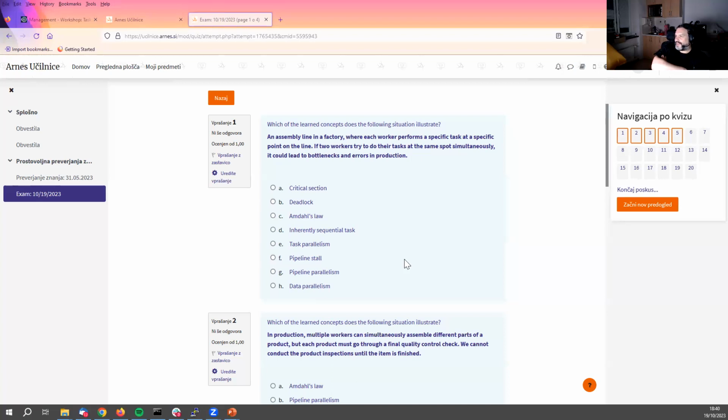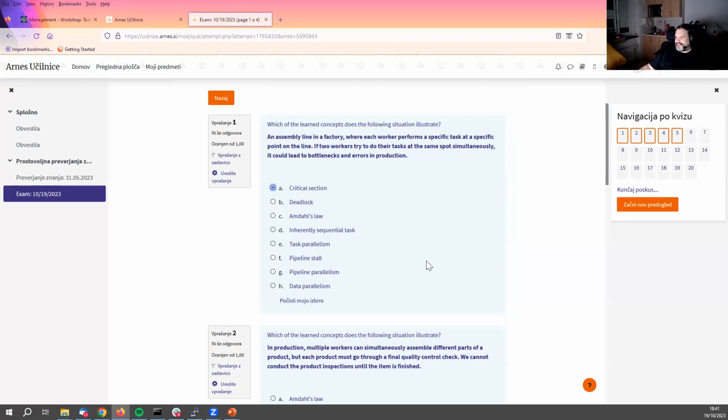So each worker performs a specific task on a specific point of the line. If two workers try to do that task at the same spot simultaneously, it could lead to bottlenecks and errors in production. What would this be? Two people cannot do it at the same time. Jean, do you have any idea here? Inherently sequential, yeah, but the rest of it works, okay? In parallel, this is just a specific point where they cannot do it. I will go with this describes the critical section, yeah?